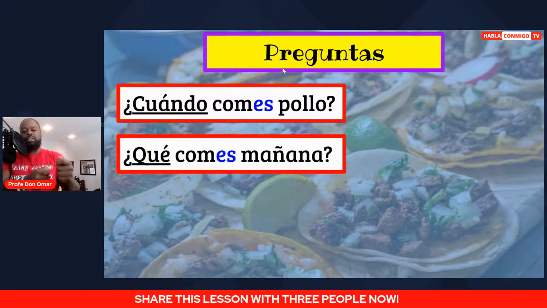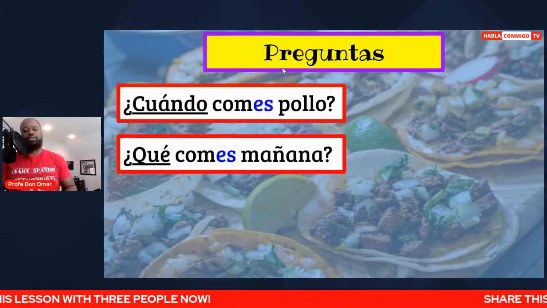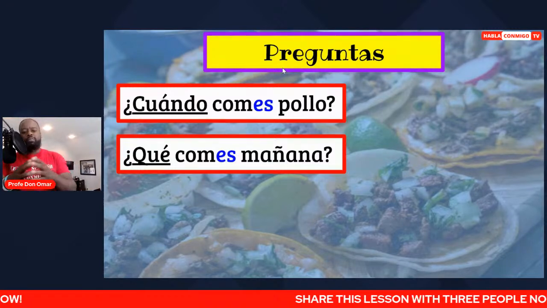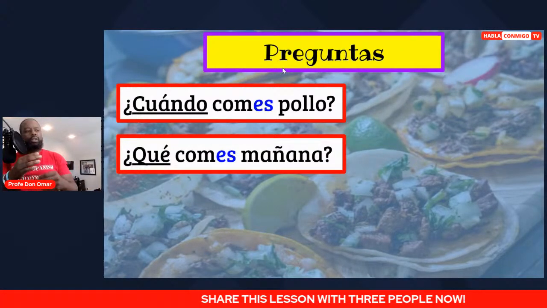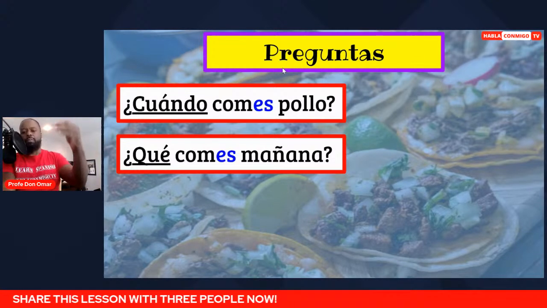We're using the present tense and the word mañana to talk about the future, because we know that the word mañana is tomorrow. So, ¿qué comes mañana? What will you eat tomorrow? Exacto. Yo voy a comer mucho mañana.